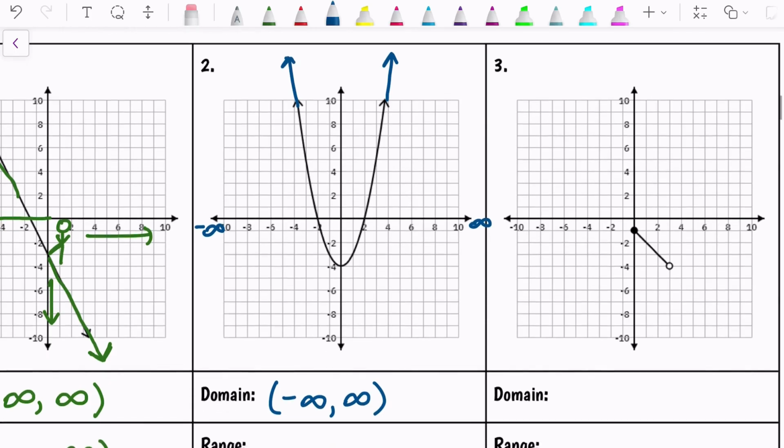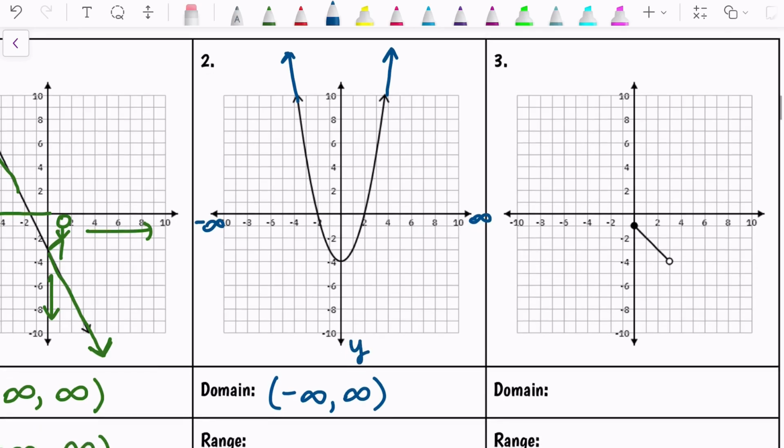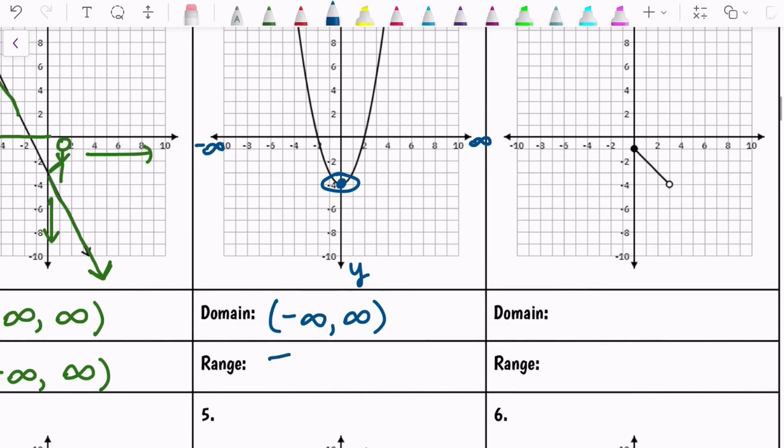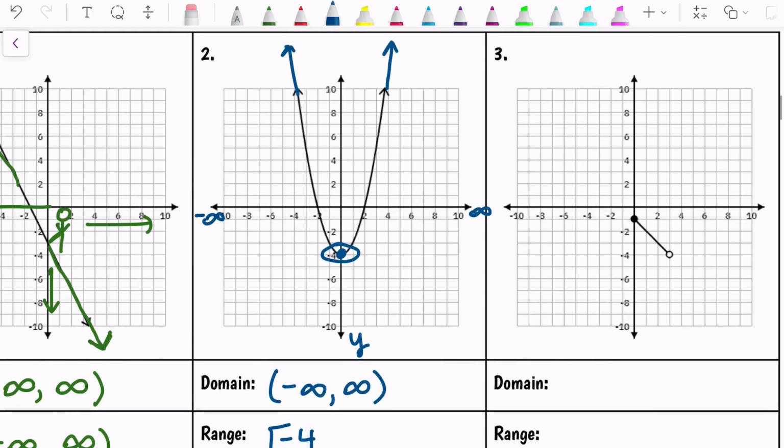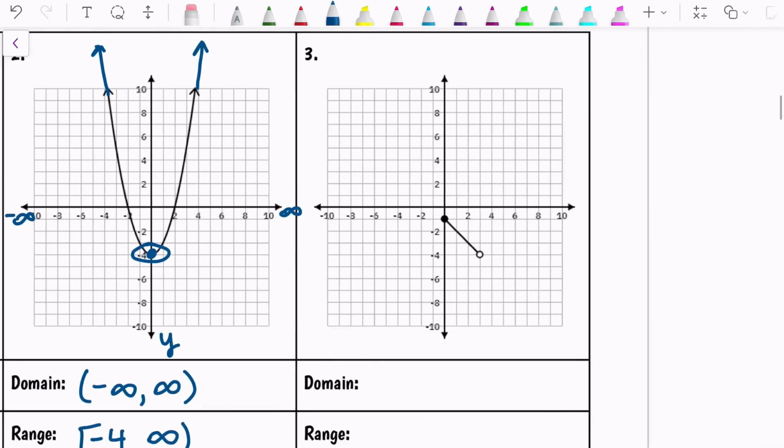For range, we ask ourselves, how far down does it go? And we use the y-axis. So if I'm looking at the y-axis, it goes down to this point. That y value is -4. And so I put a bracket because it's physically the lowest point on the graph. That's its y value, not its x value. We always use y values for range. And it is going up forever, which I call infinity. Number 3.